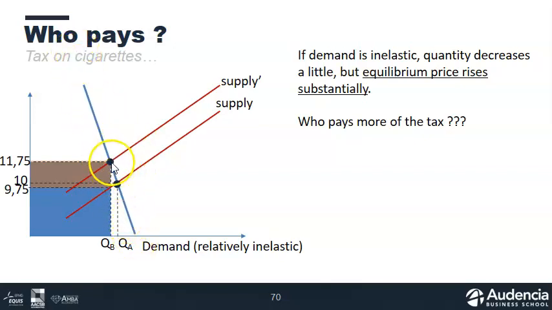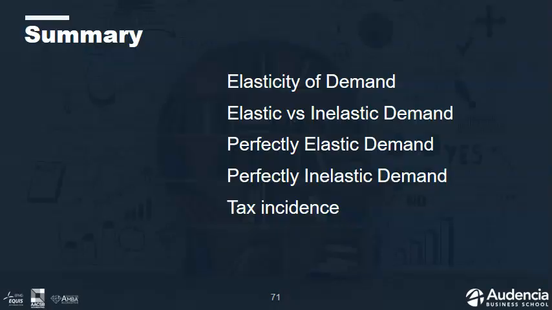Here we have the same tax. The price goes from 10 to 11.75. The consumer pays 11.75, almost the entire tax of 2. And the producer receives 9.75 after they send the 2 euros to the government for the tax. So if the demand is inelastic and a tax is put on a good or service, it's the consumer that's going to pay the largest percentage of the tax. That's how we determine the tax burden on the consumer or the producer.